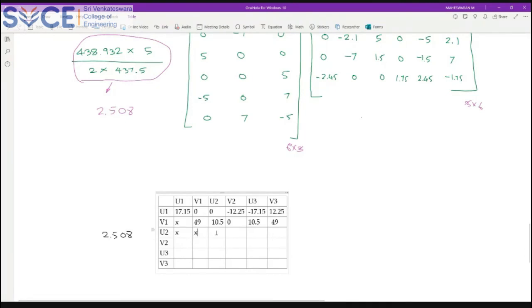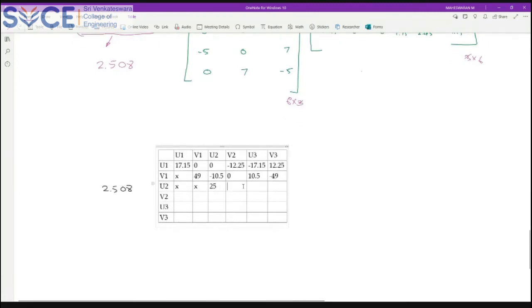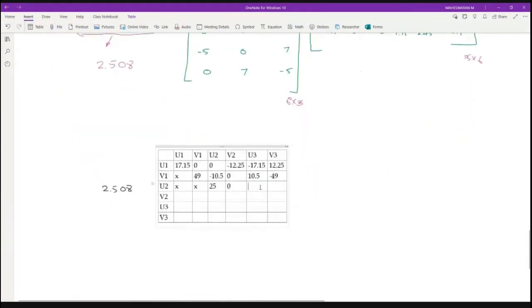Right, so I will concentrate from third row, third column, which will minimize my work. So 5 into 5, 25, and other things are 0, so this has to be 25. Next, 5 into 0, 0, 0 into 0, 0, 0 into 0, 0, so this is all 0. Next, 5 into minus 5, minus 25, other things are 0, so minus 25.